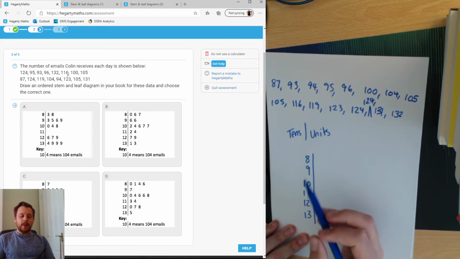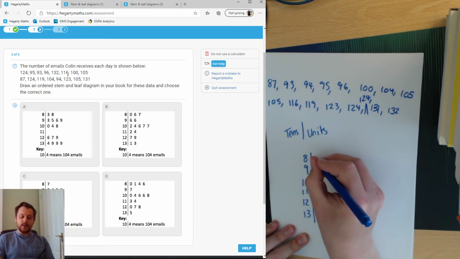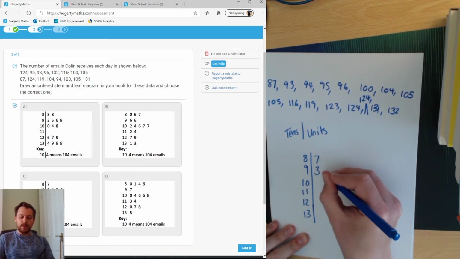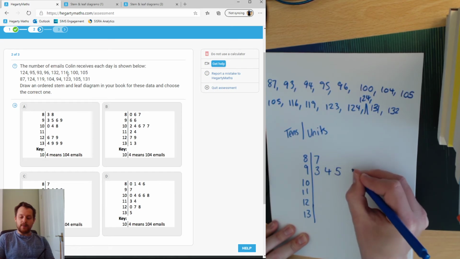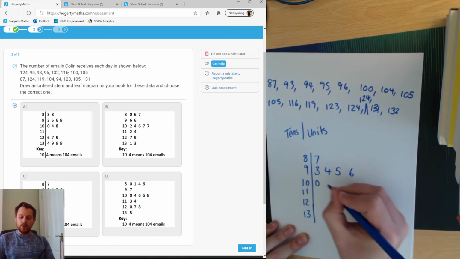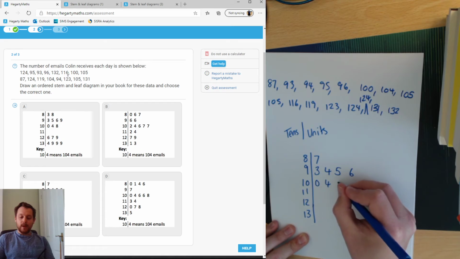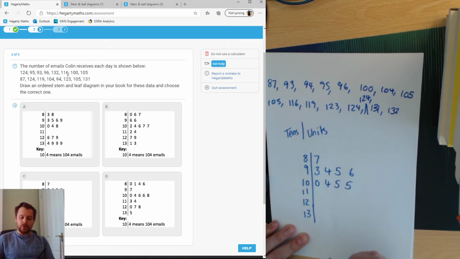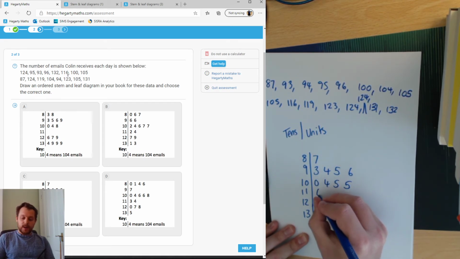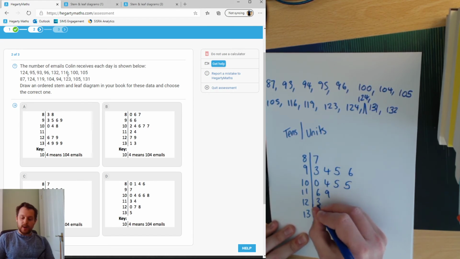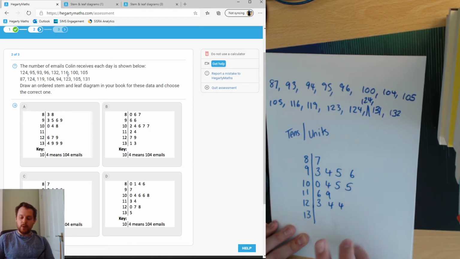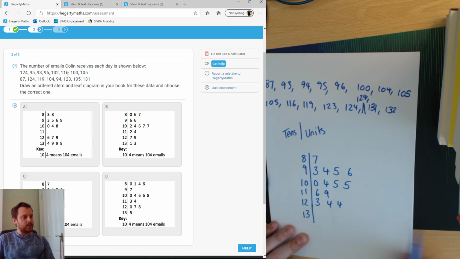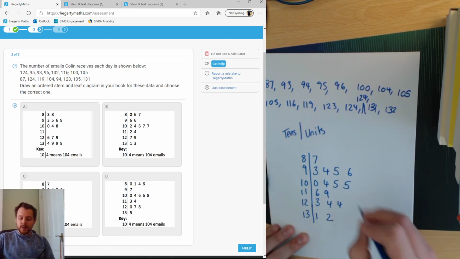So there we go, done that part. And then I just start filling it in. So 87, 93, 94, 95, 96, 100, 104, 105, and then remember there's another 105, 116, 119, 123, 124, 124. So you must remember that if there are multiple copies, you need to put them all in. If there were 7 of them, you need to put all 7 in. And then 131, 132. So that's my stem and leaf diagram.